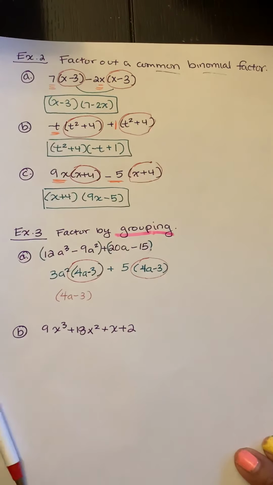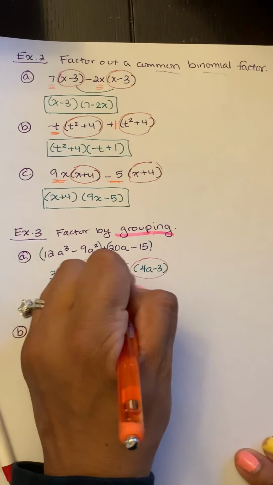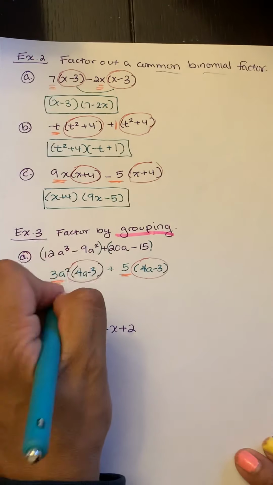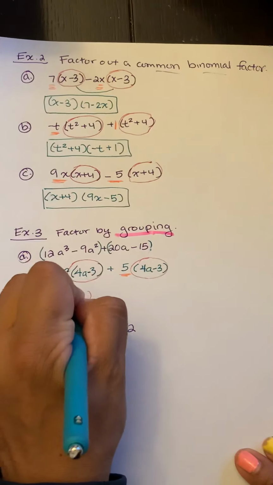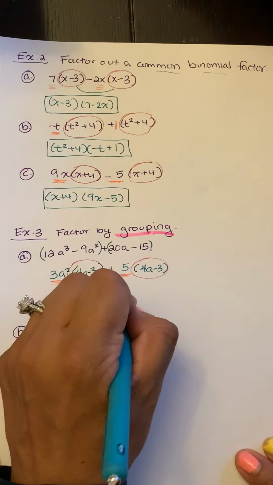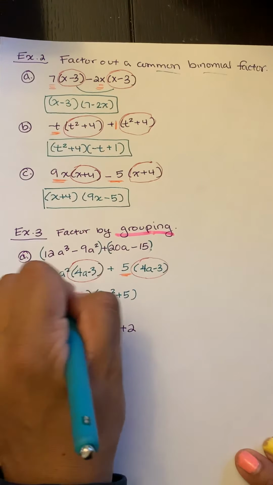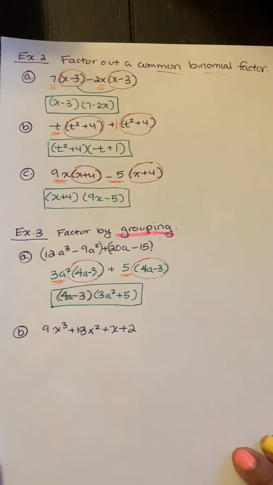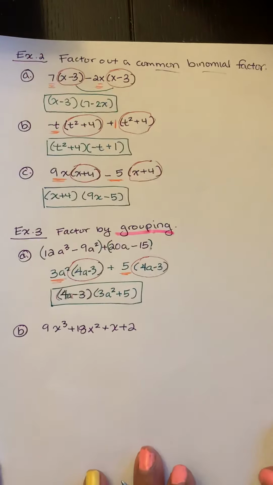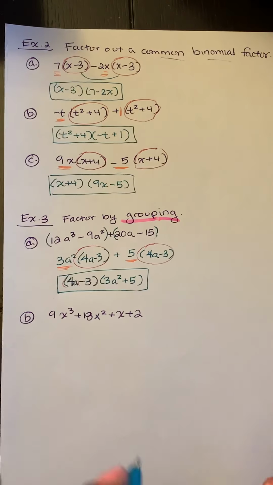Once you get to this point and you have something in common, this 4a minus 3, take it out. And then you're going to combine your 3a squared plus 5. I actually want to rewrite this: 4a minus 3, 3a squared plus 5. And there's your final answer. Okay, let's go ahead and do one more just to kind of solidify it.